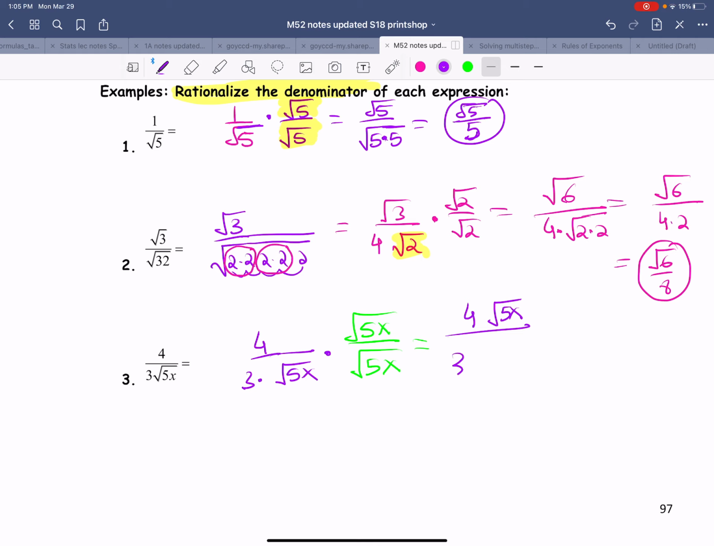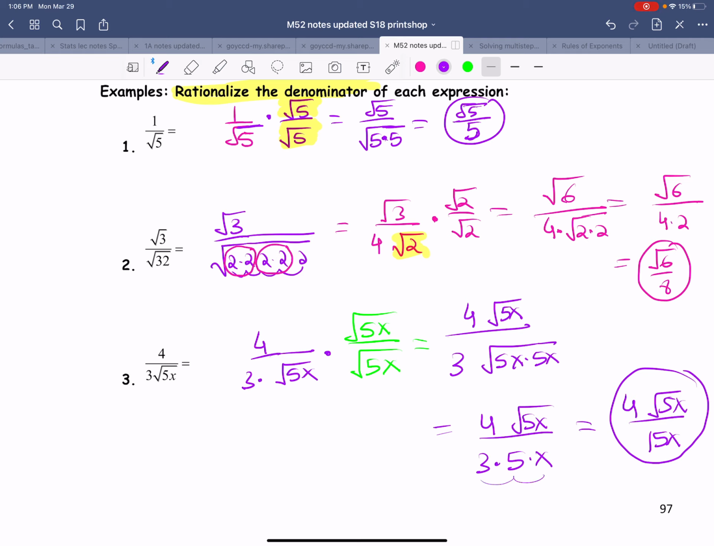So the denominator becomes 3 times root 5x times root 5x. Now 4 root 5x over 3 times 5x, because 1 5 comes out and 1 x comes out of the square root. So this is 15x.